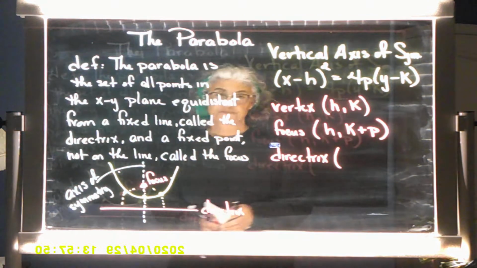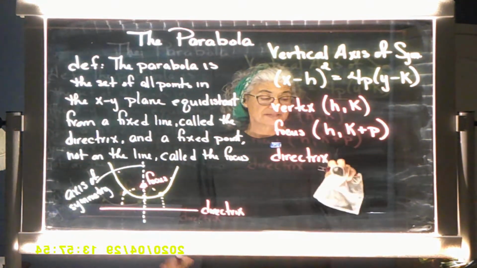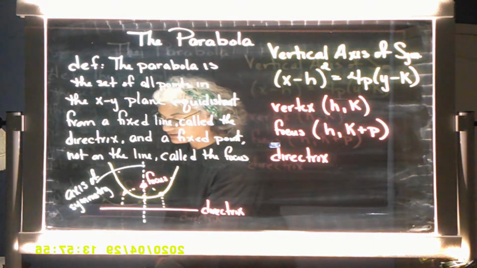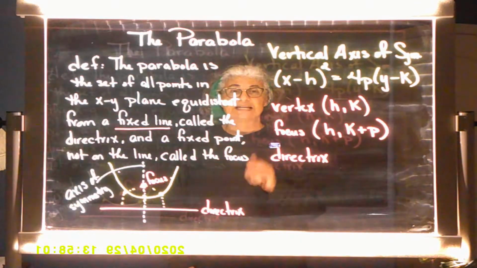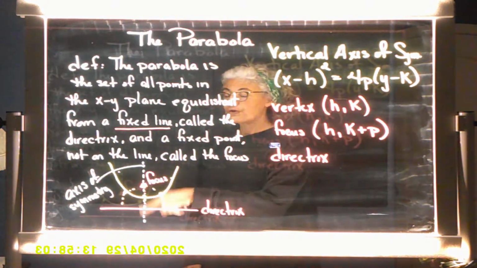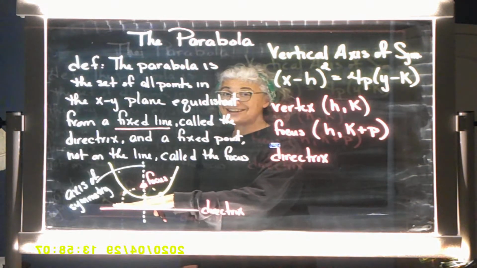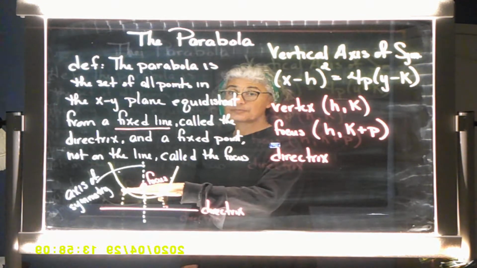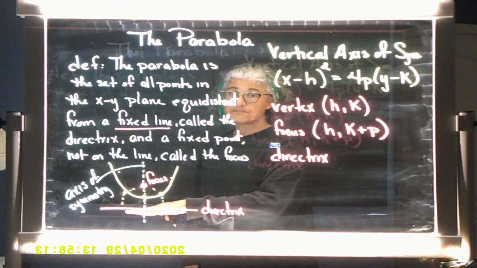So, the directrix is a line, isn't it? Notice, they called it a line in the definition, right? They called it a fixed line. They called it a line. If your parabola goes up or your parabola goes down, and notice this directrix is not intersecting this parabola at all. It's outside of it, agreed?